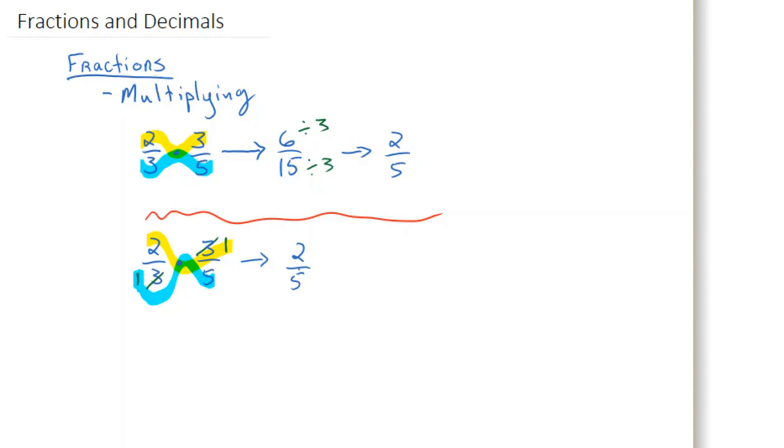So you can do this reduction before you multiply, and that's actually how I prefer to do it, because I like to make numbers small before I make them large, because it's easier to deal with smaller numbers. So unless I miss it, I tend to do fraction multiplication this way, where I divide out anything I can reduce the same, top and bottom, before I do the multiplying.